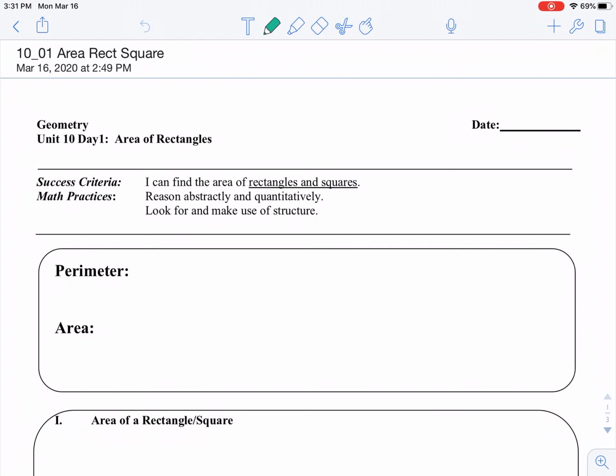All right, so this video is going to look at area of rectangles and squares. This is not new for you, but we are going to take a little bit of a look because we're going to use some of our prior knowledge and understanding to be able to do more with the area of rectangles and squares. So we want to start by talking about the difference between perimeter and area.